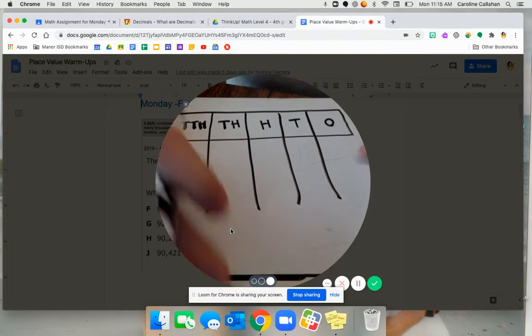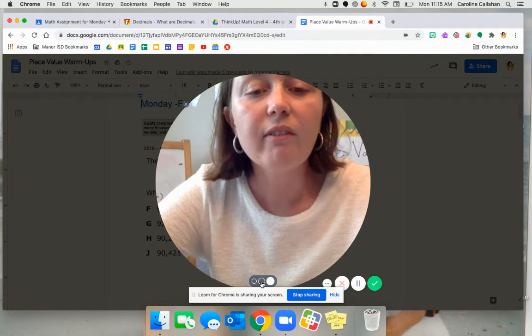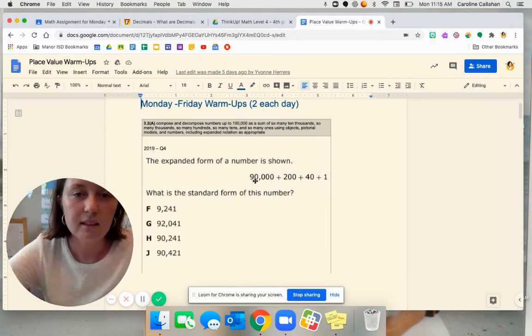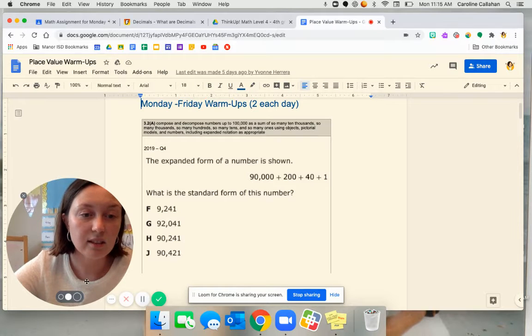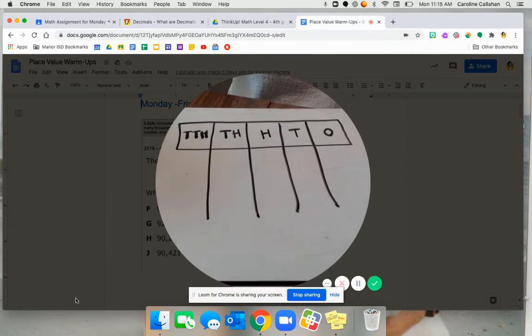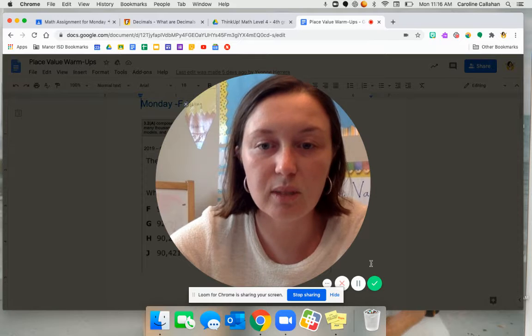Now, since I'm looking back at that number, I am going to think about the value of the 9. So I'm looking here at this number, 90,000. So the 9 is in the 10,000s place. So I'm going to go ahead and plug that 9 down in this 10,000s place. Now I'm going to look for a value that is in the thousands. Okay, so I'm going to look for a number that has 3 zeros because I know 1,000 has 3 zeros.